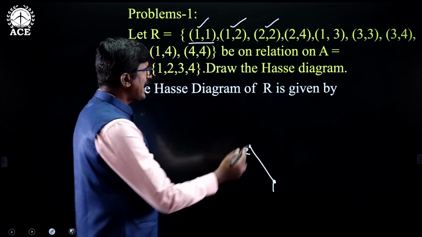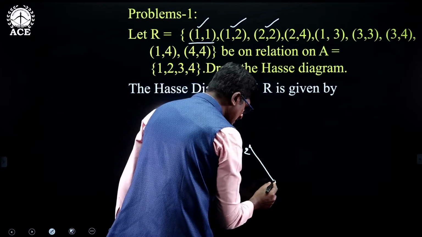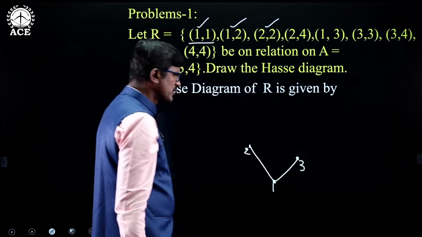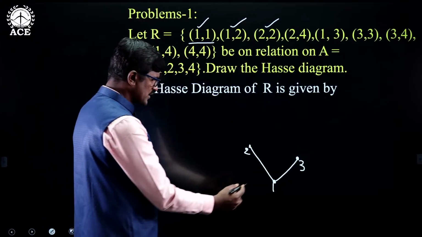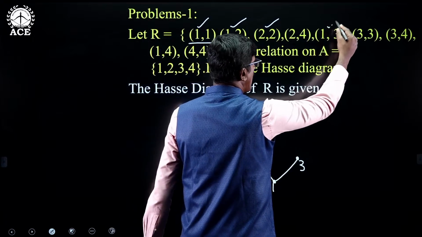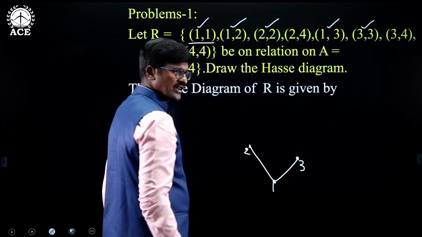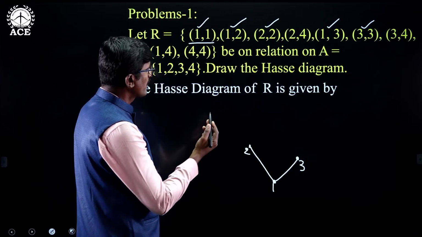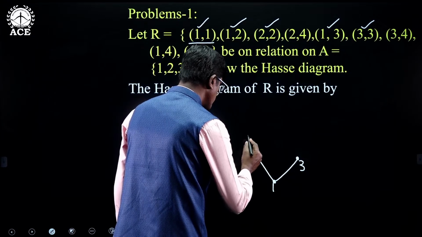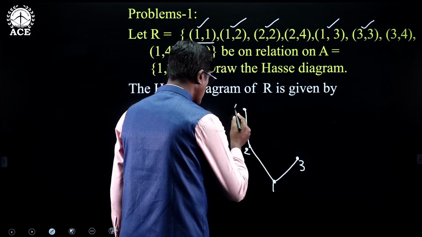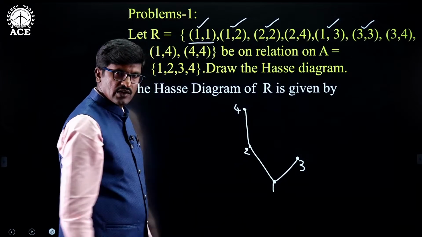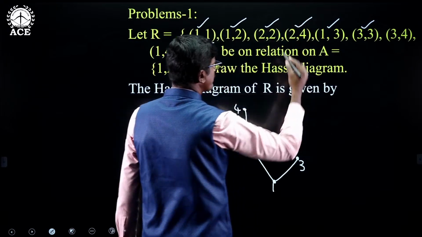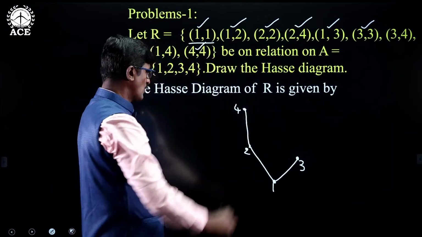Next, there is an edge from 1 to 3. 1 must be downwards and 3 must be upwards. So 1, 3 is over and 3, 3 is also over. Next one is 2, 4. 2, 4 means 2 is downwards and 4 is upwards. So 2, 4 is over, and 4, 4 is also over.